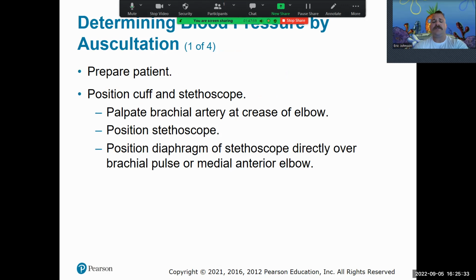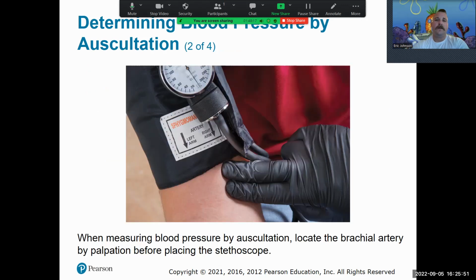Then we'll go ahead and make sure that our stethoscope is appropriately placed. The diaphragm, the big circular aspect, is directly over the brachial pulse, in the medial anterior elbow, which is going to be on the inside of the elbow. I know that you guys are probably looking right here, but it's the sheesh part of the elbow. Cool. You can see a picture of it here.